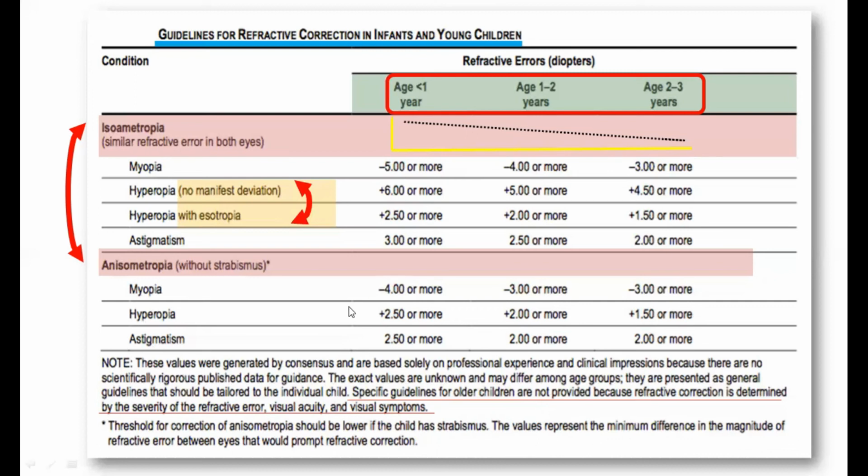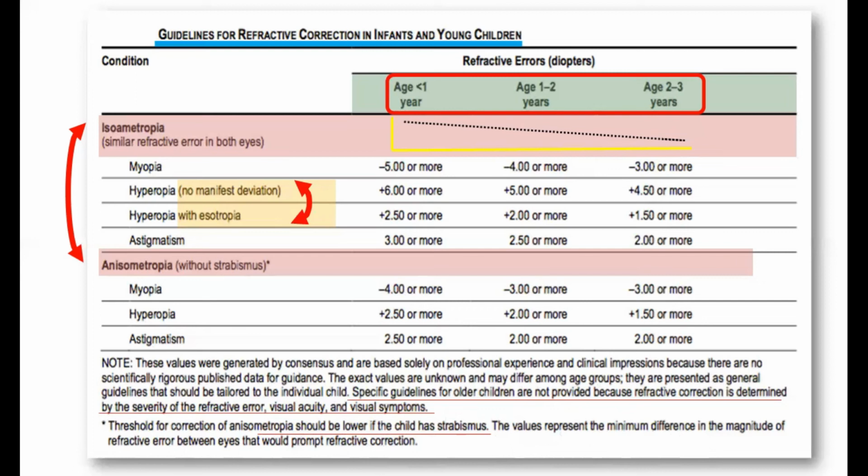Another crucial point here regarding numbers: in the isoametropic group, the numbers represent the amount of refractive error, the refractive error you found in cycloplegic refraction. However, in the anisometropic group, the numbers represent the minimum difference in the magnitude of refractive error between both eyes. And this is actually written here in the note below the table.